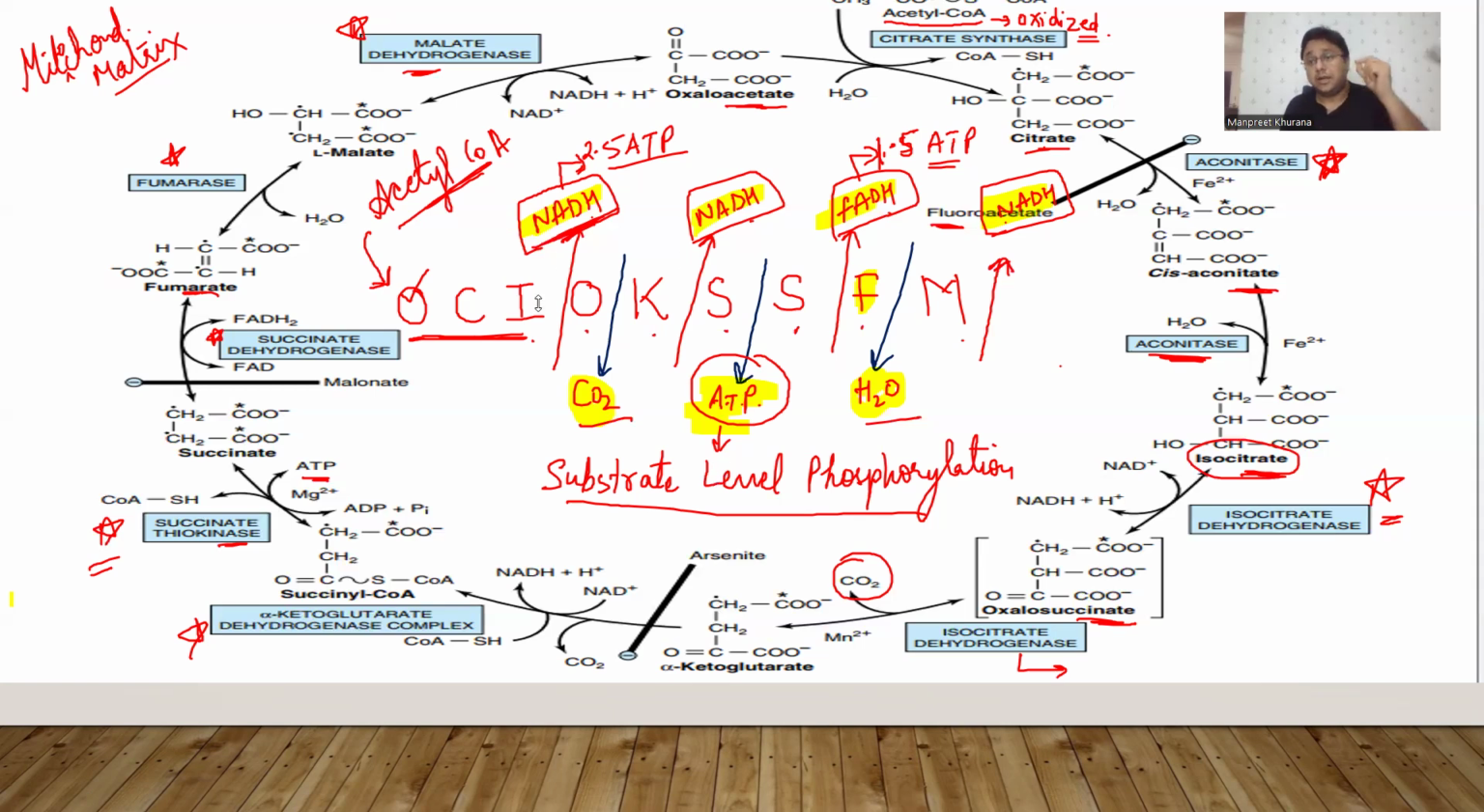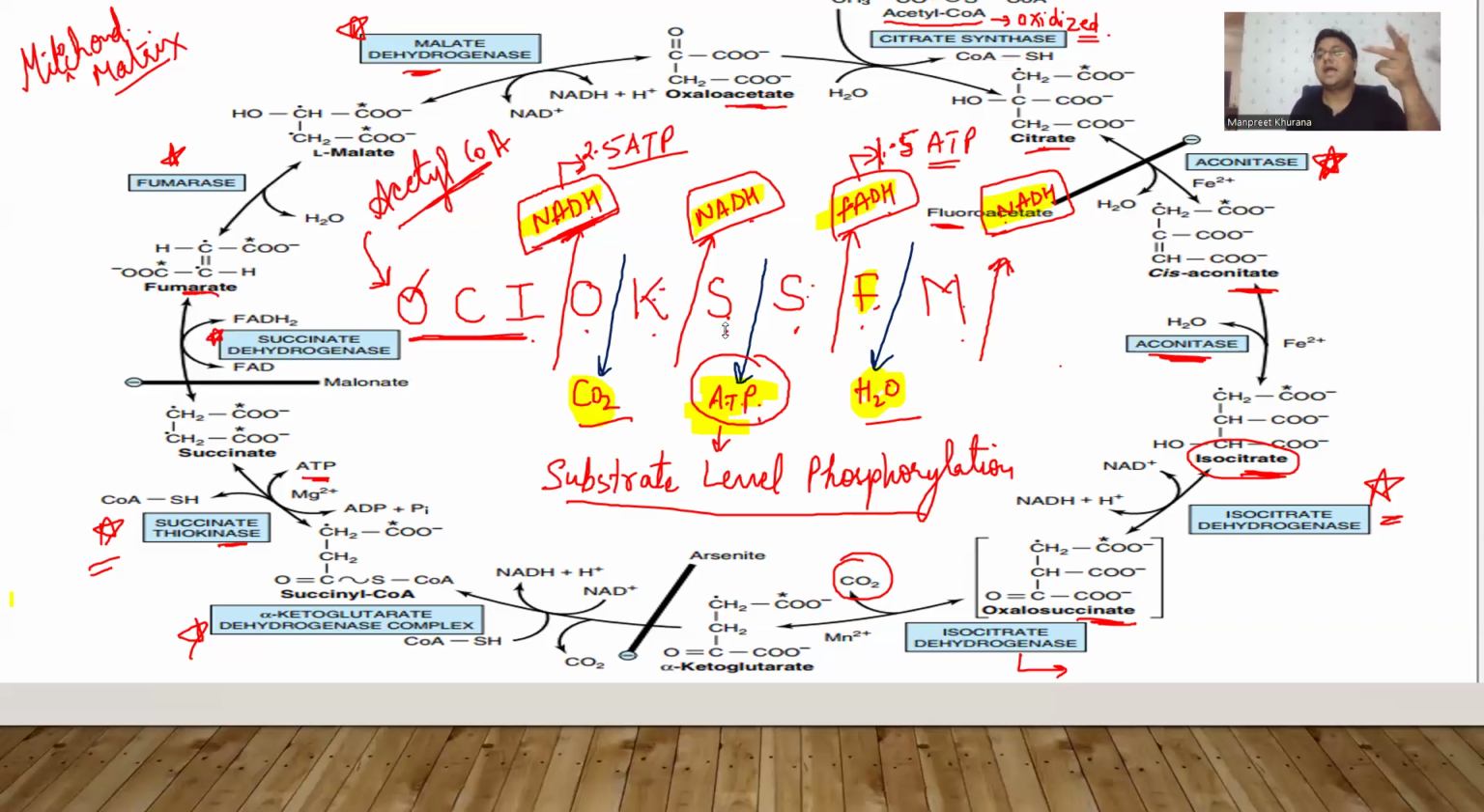For example, if I ask you a question, what is the name of the enzyme when isocitrate is getting converted into oxalosuccinate? The name of the enzyme will be isocitrate dehydrogenase. Here, alpha-ketoglutarate is converted into succinyl coenzyme A. The name of the enzyme is alpha-ketoglutarate dehydrogenase. Here, succinate is converting into fumarate. The name of the enzyme is succinate dehydrogenase. Again, malate is converting into oxaloacetate. The name of the enzyme is malate dehydrogenase. ATP is formed here. The name of the enzyme is succinate thiokinase.